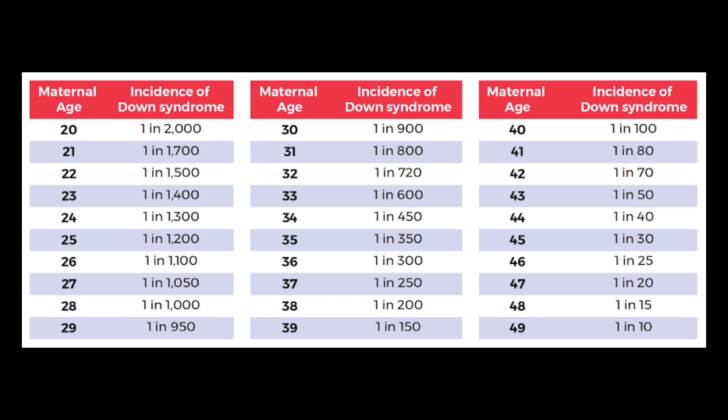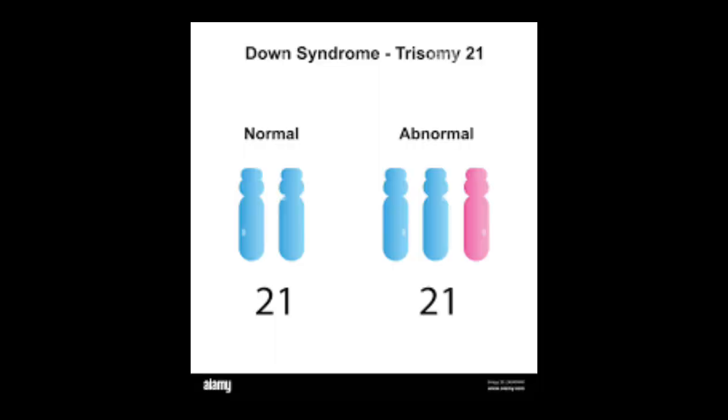The most common cause of Down syndrome is non-disjunction of chromosomes. The second most common cause is mosaicism, and the third is Robertsonian translocation. All these are very technical terms. You just remember that non-disjunction is the most common cause of an extra chromosome in the zygote.